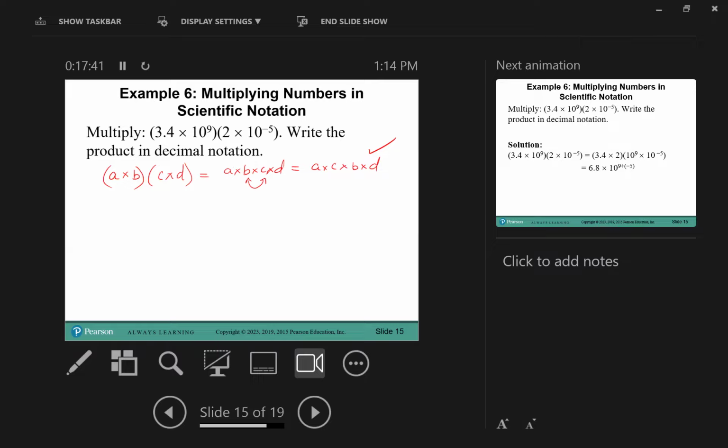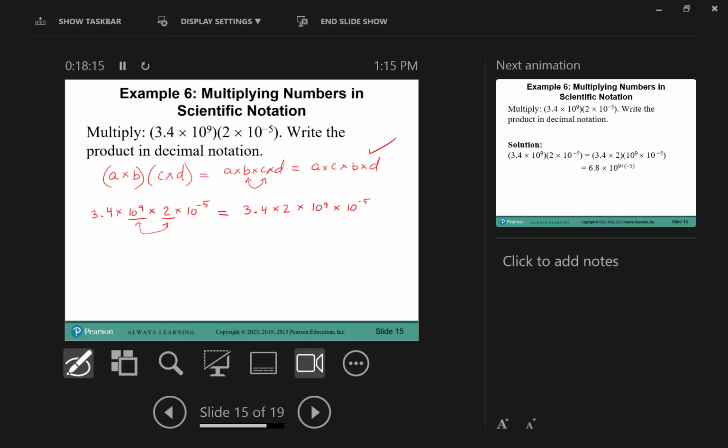We'll look at this: 3.4 times 10 to the 9. I'm going to get rid of the parentheses and just put my implied multiplication between the 10 to the 9 and the 2 times 10 to the negative fifth. And I'm going to swap the position of these two. So I'll rewrite this as 3.4 multiplied by 2 multiplied by 10 to the 9 multiplied by 10 to the negative fifth. Now again, this is multiplication, so it's just all multiplication.